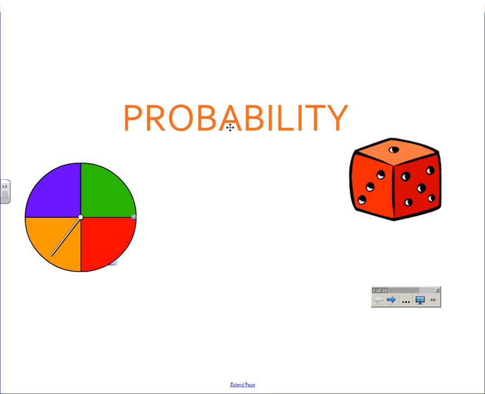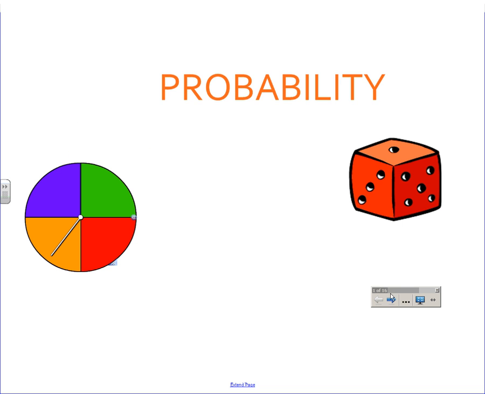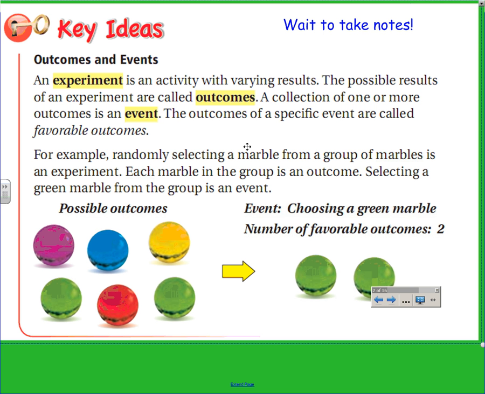All right, so again, today we're working with probability. The first thing that we're going to talk about, you don't have to put these in your notes yet, is what outcomes and events are. I'm going to read through this and you can follow along. It says an experiment is an activity with varying results. You do experiments in science all the time. So an experiment is just something you're doing, like rolling a number cube or spinning a spinner. That's an experiment. The possible results of an experiment are called outcomes.